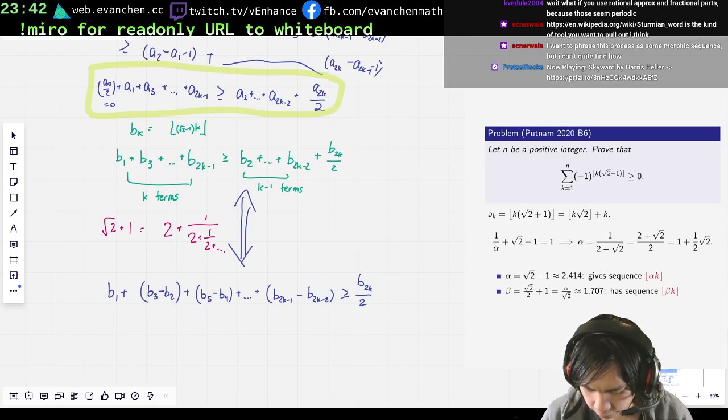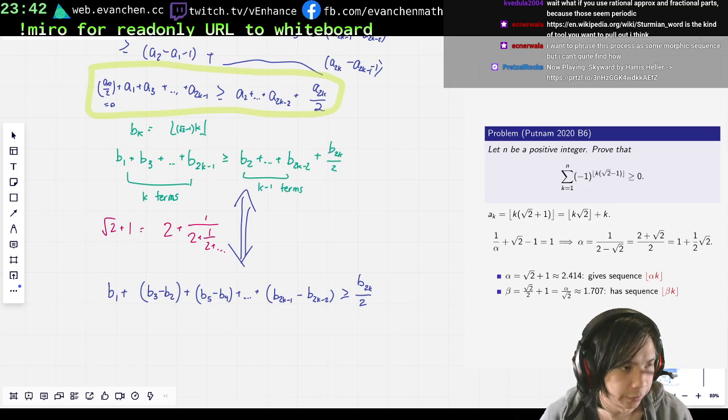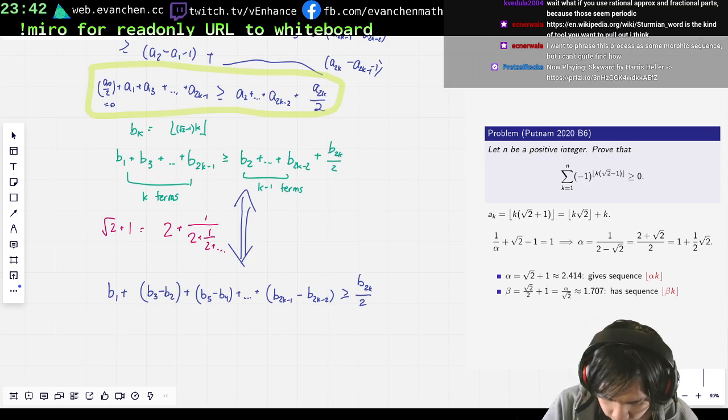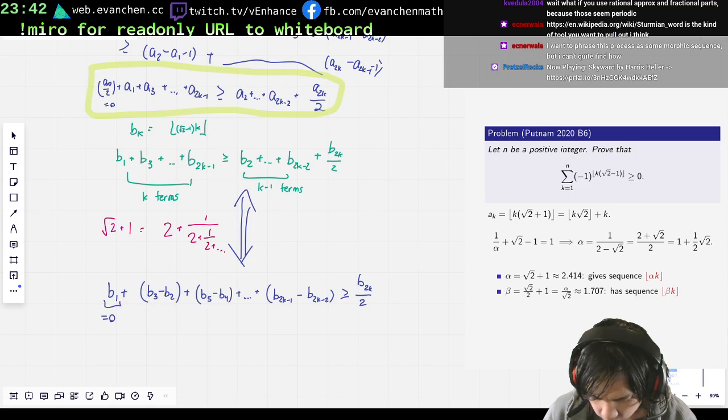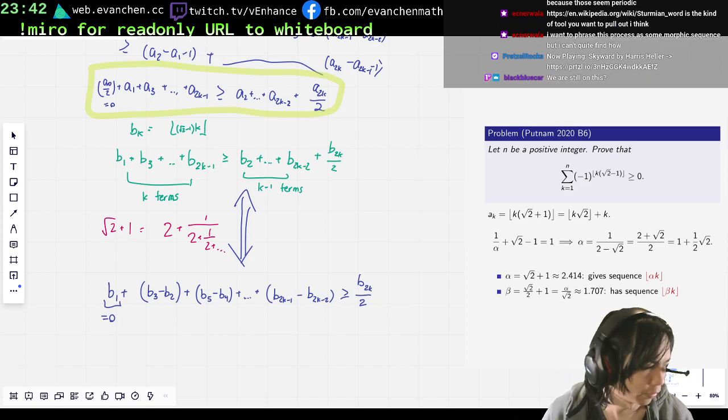So when is b3... So if I let b equal the root 2 minus 1, then each of these terms is either 0 or 1. And also b sub 1 is equal to 0. So when is b3 minus b2 equal to... Yeah, we're still on this.